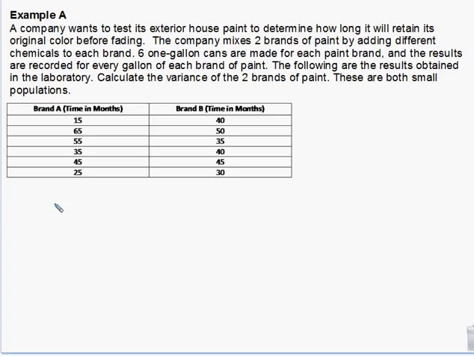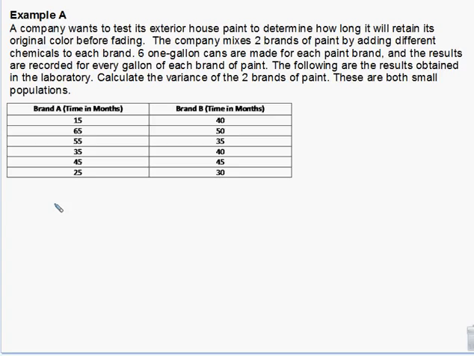Why would we want to know the variance on this? Okay, you're going to advertise this paint. You're a company and you're making paint. You're going to advertise this paint, and when you put it on the label, people want to know how long it's going to last. And so you put on the label, 5 years or whatever, let's just say.